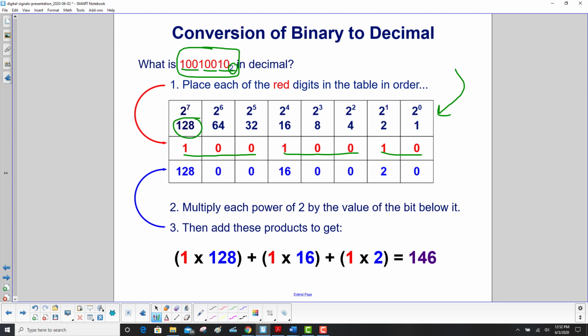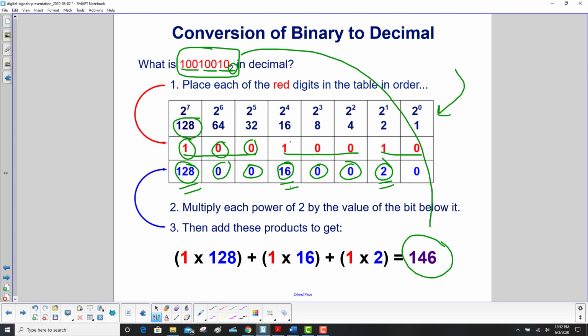Here's 128. Multiply that by 1, we get 128. Multiply anything by 0, and you get 0. Then, here's 16 times 1, 16. Couple more zeros. And then what do we have? 1 times 2 is 2. Now we just add them together. So we add 128 plus 16 plus 2, and we get 146. So this number here in decimal is equal to 146.